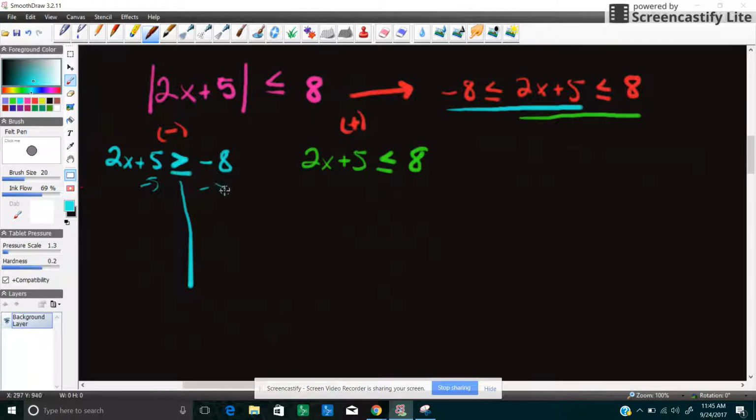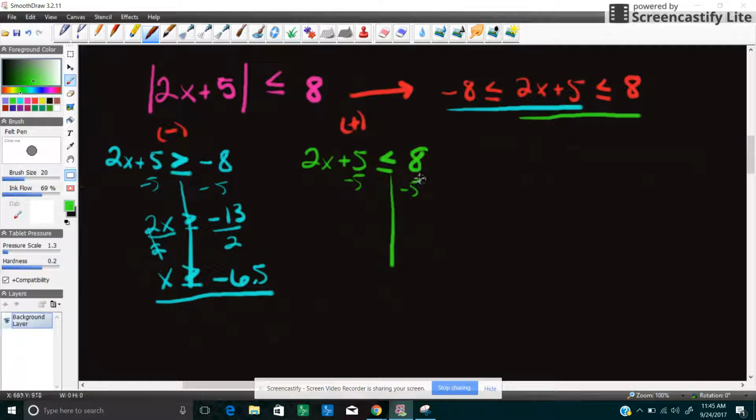Subtract 5 from both sides, which gives me 2x greater than or equal to negative 13. Divide both sides by 2, and x is going to be greater than or equal to negative 6.5. You can leave it as a fraction, but I'm going to do the decimal just so we have an exact number. Do the same thing for the positive side. Subtract 5, so 2x is less than or equal to 8 minus 5, which is 3. Divide both sides by 2, so x is less than or equal to 1.5.